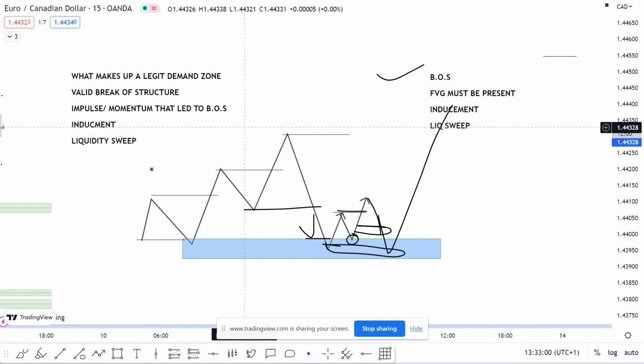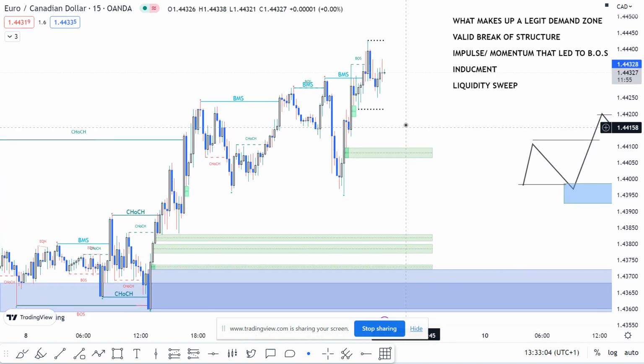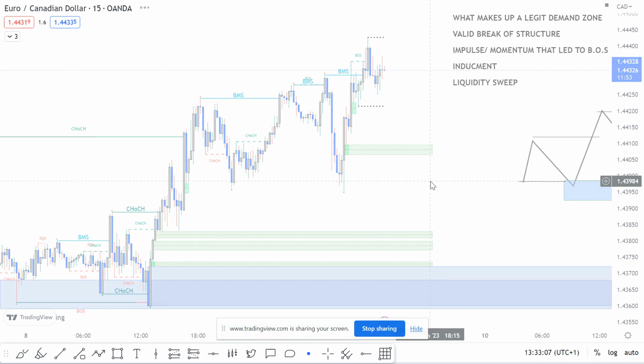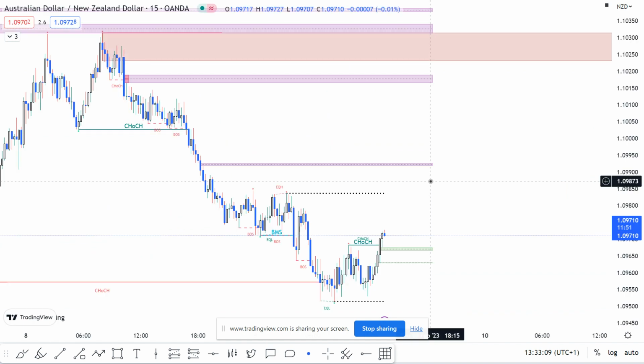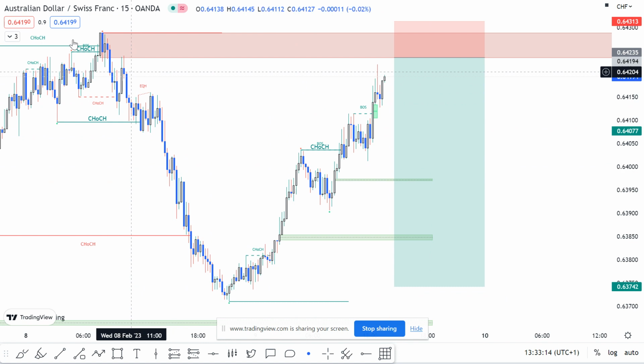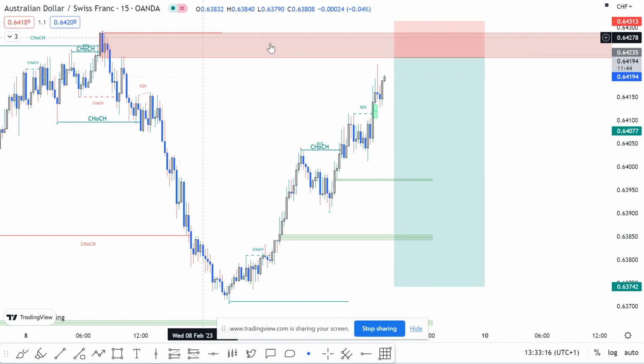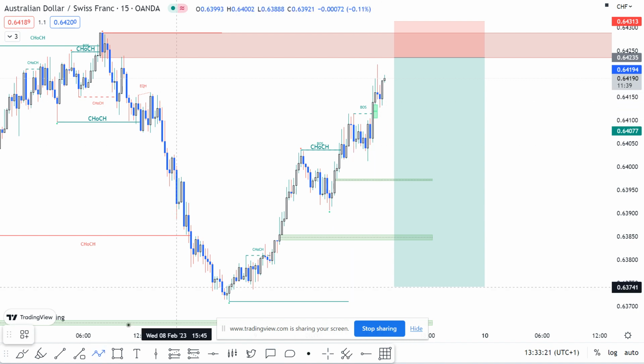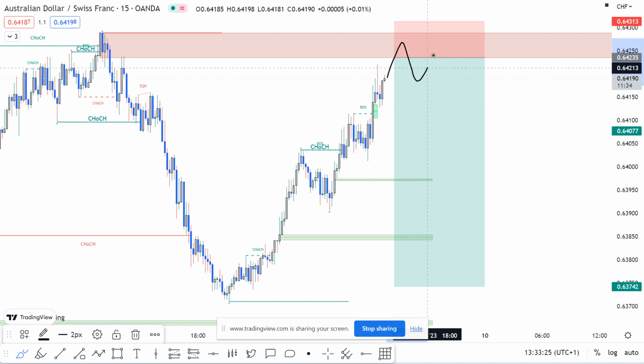So we're just going to look at some examples now, right? Let me look at some trades I am personally on. All right, this is AUD CHF. This is my supply zone. I'm waiting for price to tap into it. Once price taps into it, what will I wait for? For confirmation purposes, I wait for something like this. Break of structure, FVG must be present.